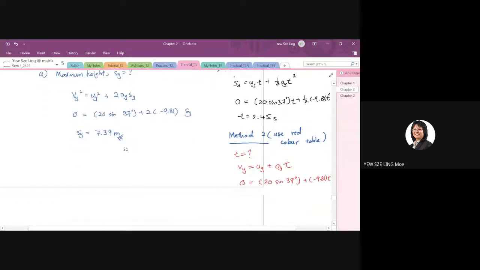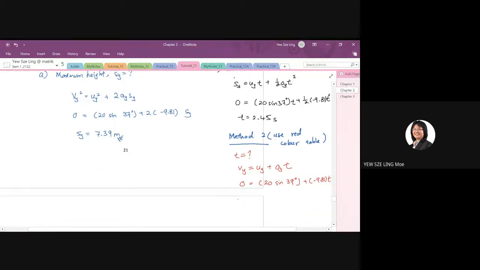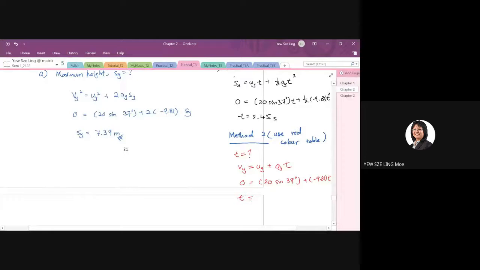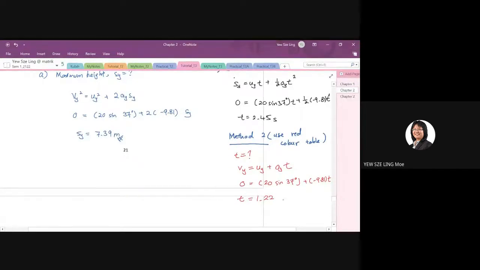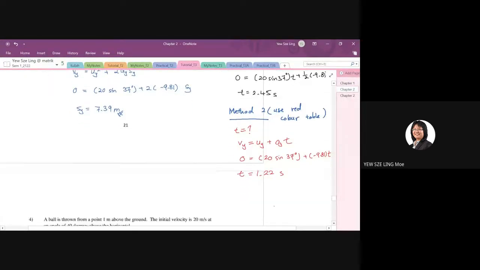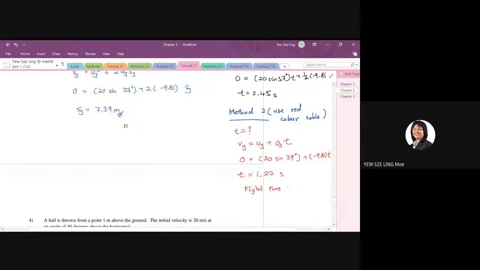Now, the value of time that you calculate by using the second method, t, is not your final answer. This t is just 1.22 seconds. So the flight time from O to P is equal to 2t, which is equal to 2.44 seconds. So this is the final answer.